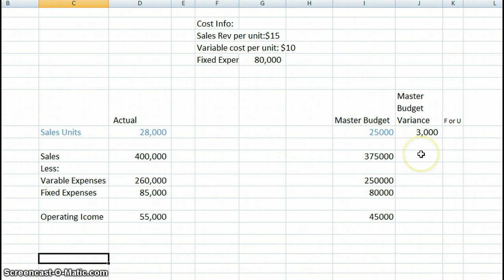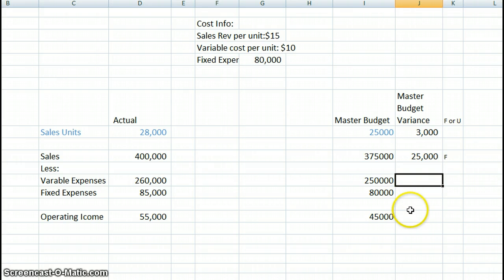Our sales is 375,000 for budgeted. Actual sales are 400,000. So our variance is 25,000. Now we need to figure out whether that 25,000 is favorable or unfavorable. We expected sales of 375,000. We actually made 400,000, which is better because these are sales. So it's a favorable variance.